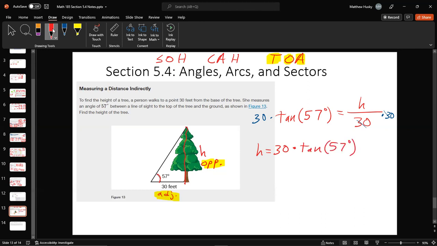And then what you do is you break out your friendly neighborhood calculator. Make sure you change it to degree mode first. So let's see, I'm going to go to mode, change it over to degree mode. If I do tan 57 in the calculator in degree mode, that will give me the decimal 1.5399 if I round it off.